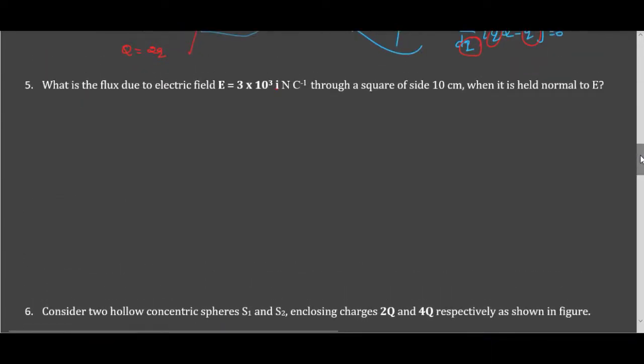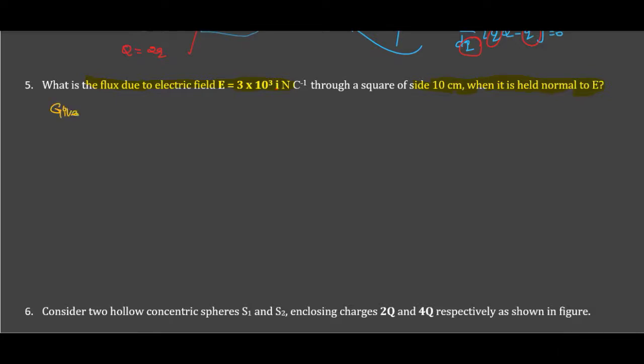So what is the electric flux? They are asking for the flux, and the E value is given as 3 into 10 power 3. The electric field is moving along the x-axis through a square of side 10 centimeter, held normal to E. The square is kept normal to E. So first we will go for the given information.